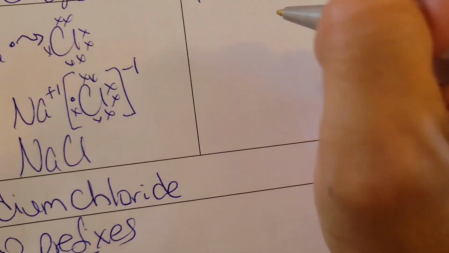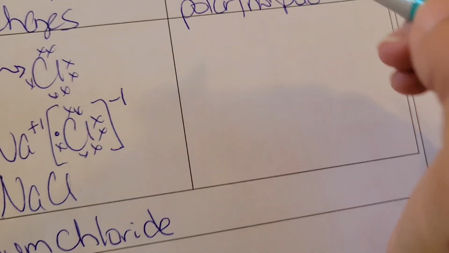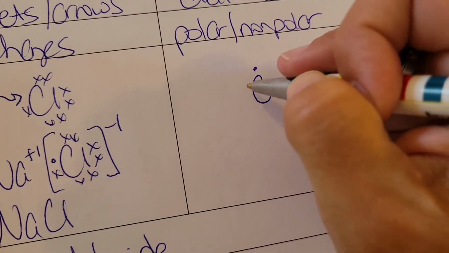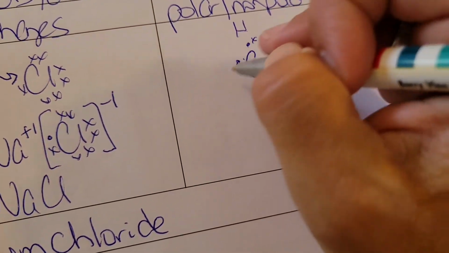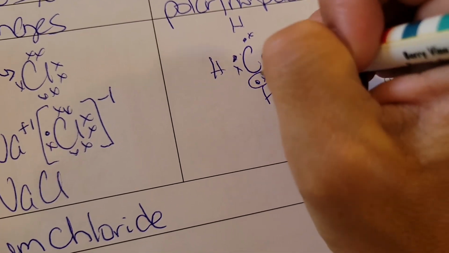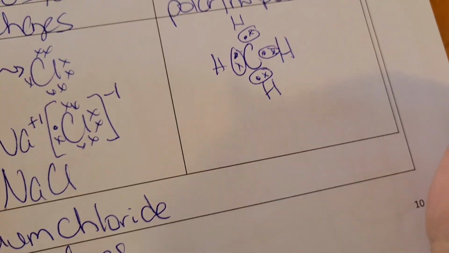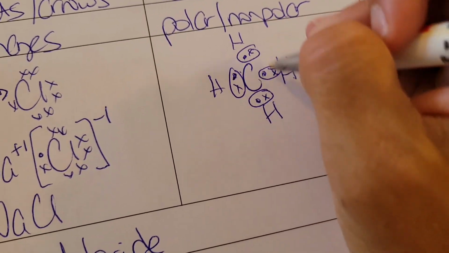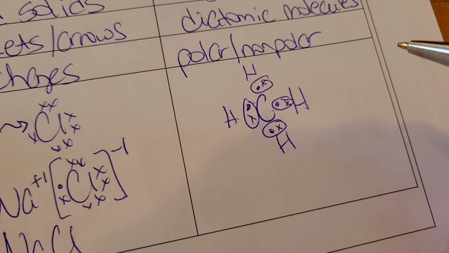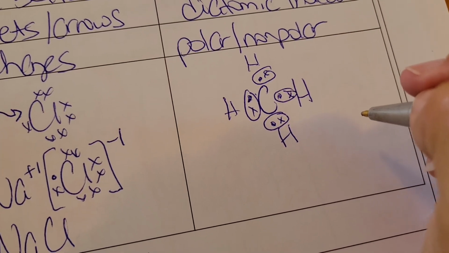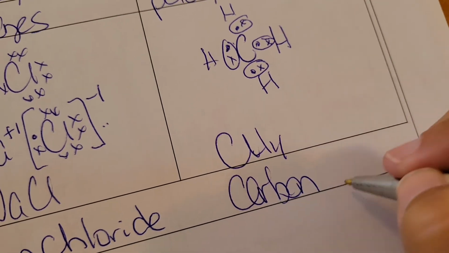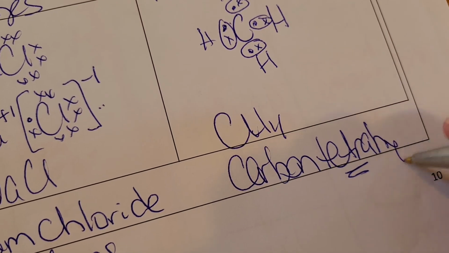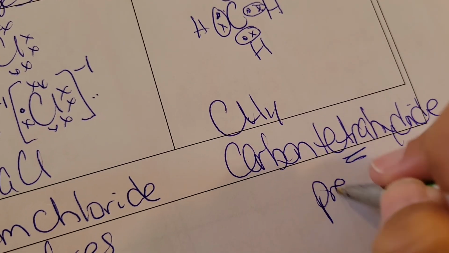Whereas in covalent, if I have, let's say, carbon and hydrogen, I have carbon with 1, 2, 3, 4. I have hydrogen with 1, hydrogen with 1, hydrogen with 1, hydrogen with 1. They're going to share those electrons. Carbon has 4 of its own, 4 that it's sharing, so it's happy. Hydrogen has its 2. So we use these circles to show that it's sharing. There aren't any charges, there aren't any brackets. Our formula would be CH4, and it would be carbon tetrahydride, because now we do use prefixes.